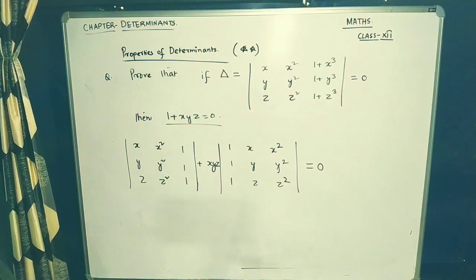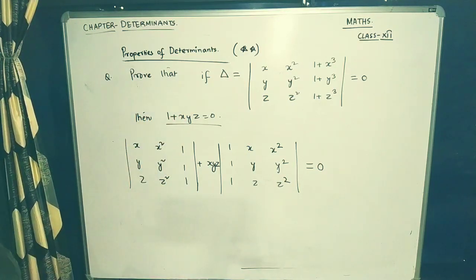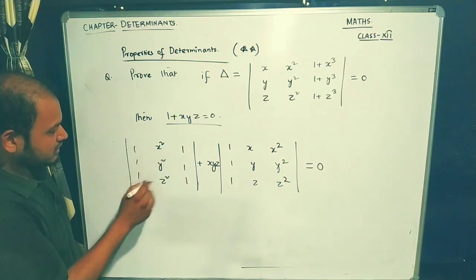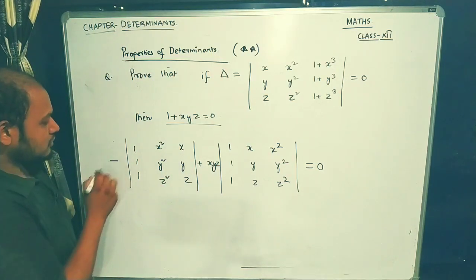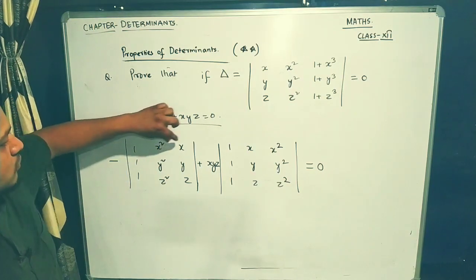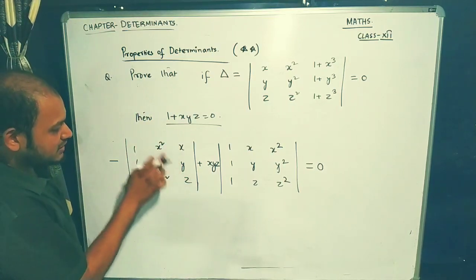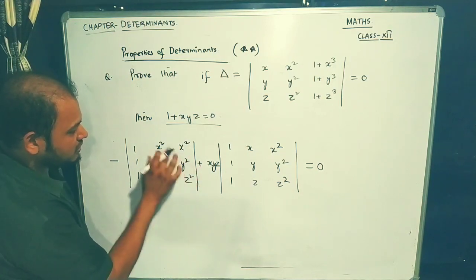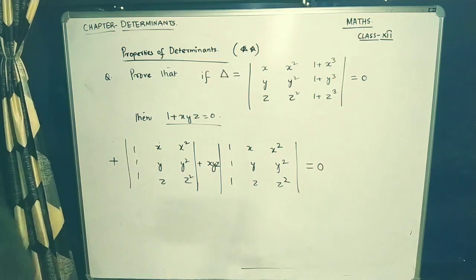Look at the second property, which says that if you change any two columns or any two rows, its sign changes. So if I bring 1 1 1 in this position and xyz in this position, previously it was plus, now it will be minus. Okay. Now again, if I change this position to this position, if I bring xyz in this position and x square y square z square in this position, then previously it was minus, now it will become plus.